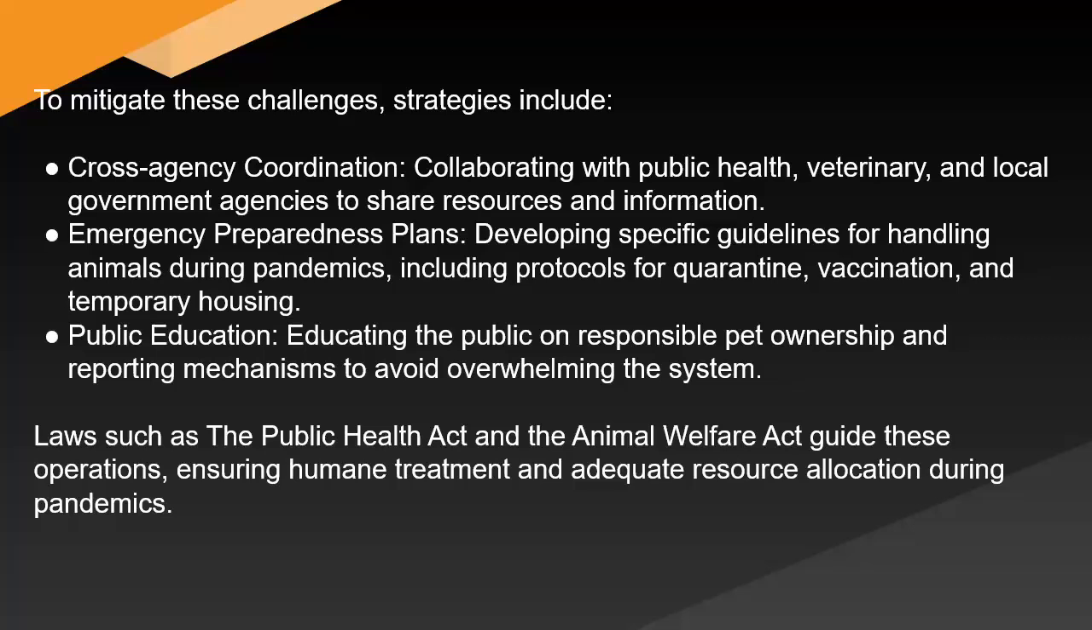Emergency preparedness plans. Developing specific guidelines for handling animals during pandemics, including protocols for quarantine, vaccination, and temporary housing. Public education. Educating the public on responsible pet ownership and reporting mechanisms to avoid overwhelming the system. Laws such as the Public Health Act and the Animal Welfare Act guide these operations, ensuring humane treatment and adequate resource allocation during pandemics.